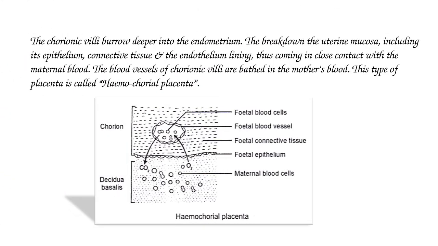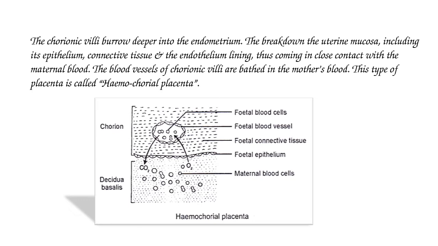The chorionic villi move deeper into the endometrium. They break down the uterine mucosa, including the uterine epithelium, connective tissue, and the endothelium lining, thus coming in close contact with the maternal blood. The blood vessels of chorionic villi are bathed in the mother's blood. This type of placenta is called hemochorial placenta.